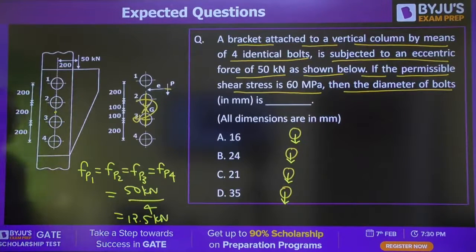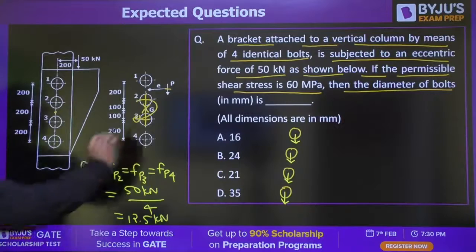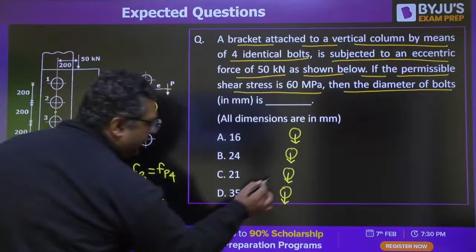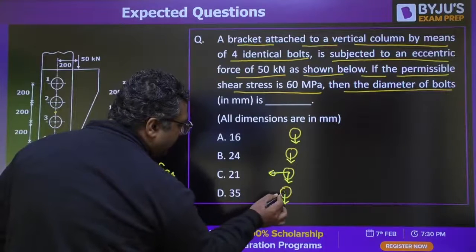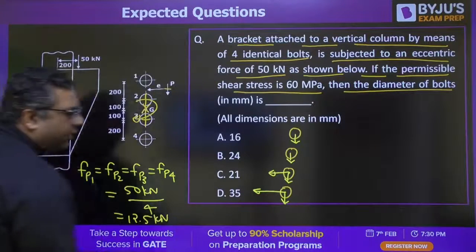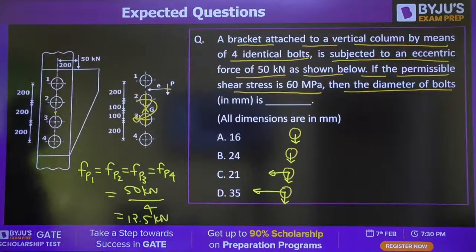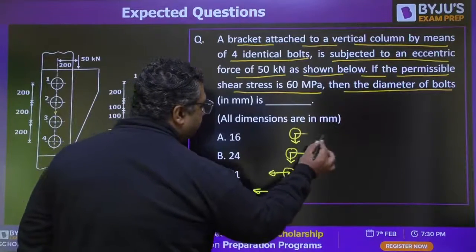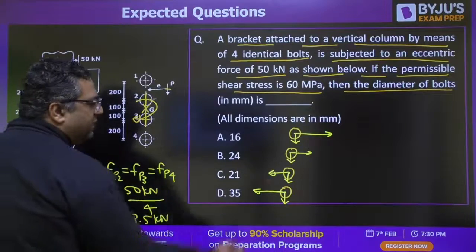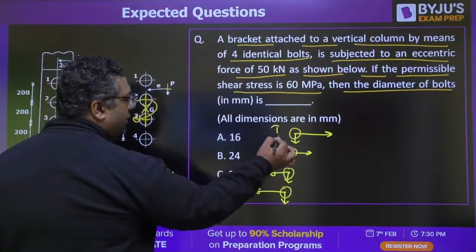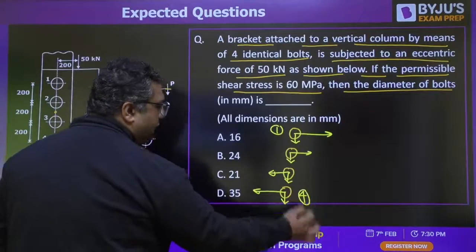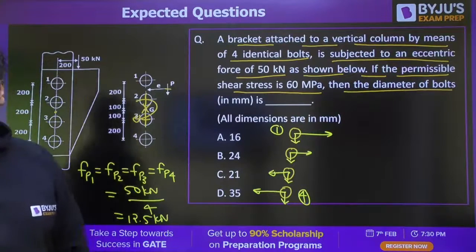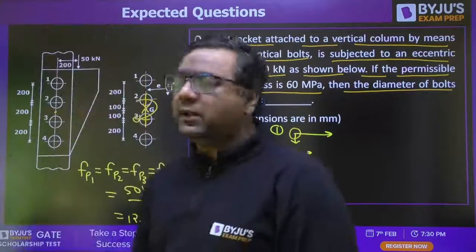Then you will be finding out secondary. You know this couple will be creating secondary in which direction? You can feel it. This secondary will be coming here, and this secondary will be coming here. Because of more radius, here it will be more in magnitude, and here it will be in this direction. So you can feel that rivet number 1 and rivet number 4 are the critical rivets.